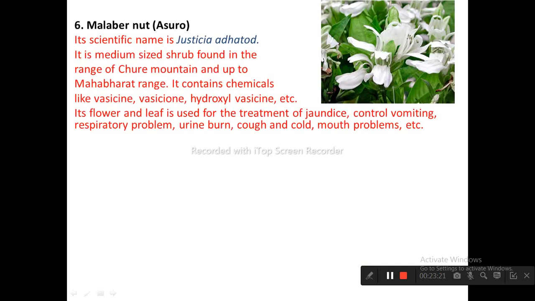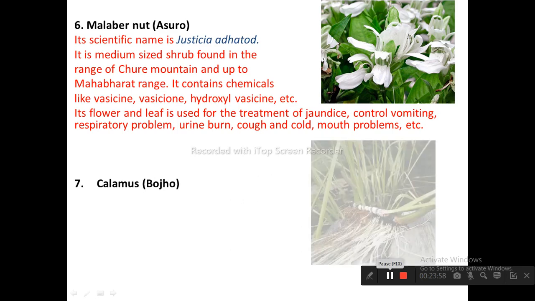Next one is Malabar nut, which is known as asuro. Its scientific name is Justicia adhatoda, and it is a medium-sized shrub found in the range of Chure mountain and up to the Mahabharat range. It contains chemicals like vasicine, vasicinone, hydroxy vasicine, etc. And its leaf and flower are used for the treatment of jaundice, controlling vomiting, respiratory problems, urine burn, cough and cold, mouth problems, etc.